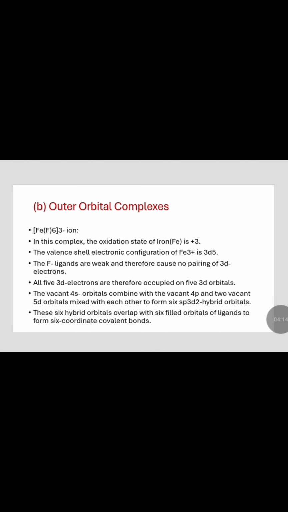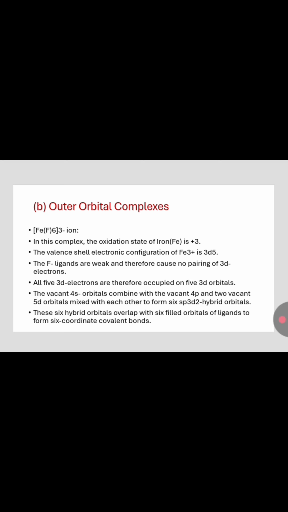An outer orbital complex: the FeF6 3- ion. In this complex, the oxidation state of iron is +3. The valence shell electron configuration of Fe3+ is 3d5, and F- ligands are weak and therefore cause no pairing of 3d electrons. All five 3d electrons therefore occupy the five 3d orbitals.